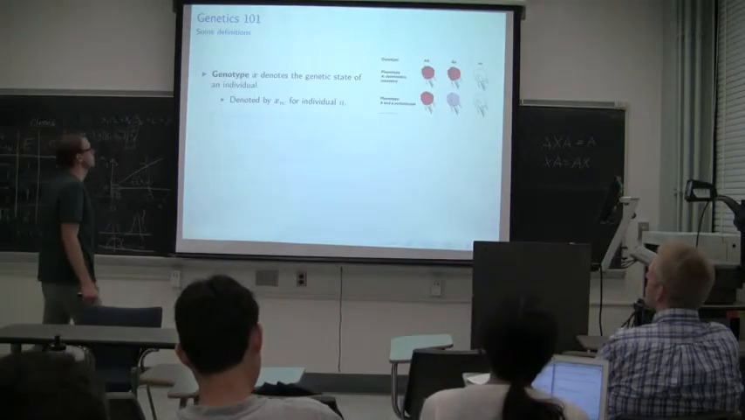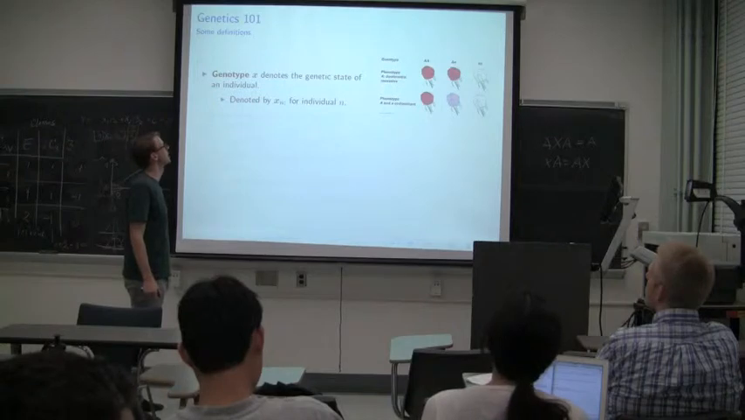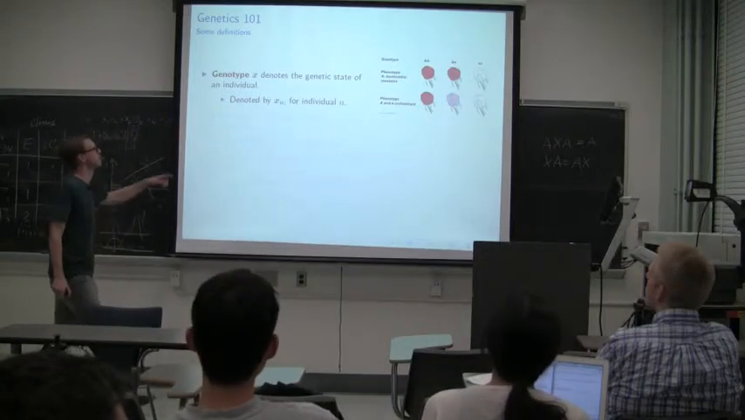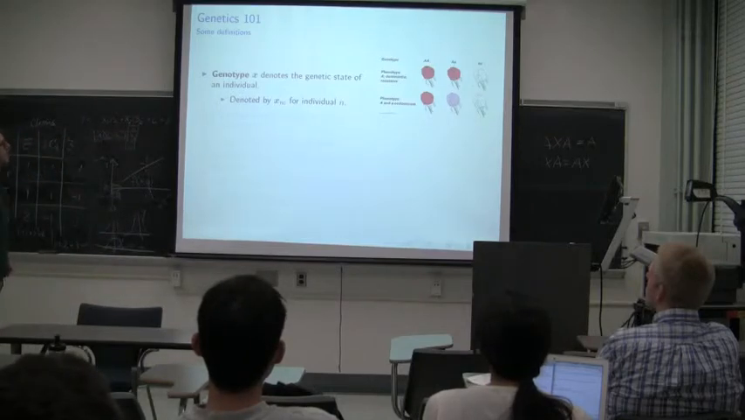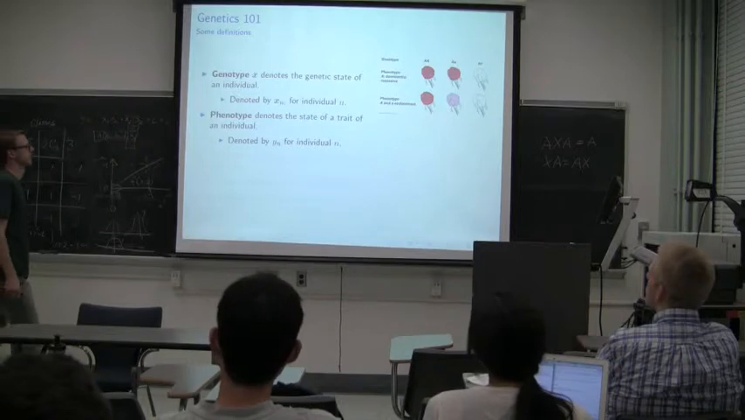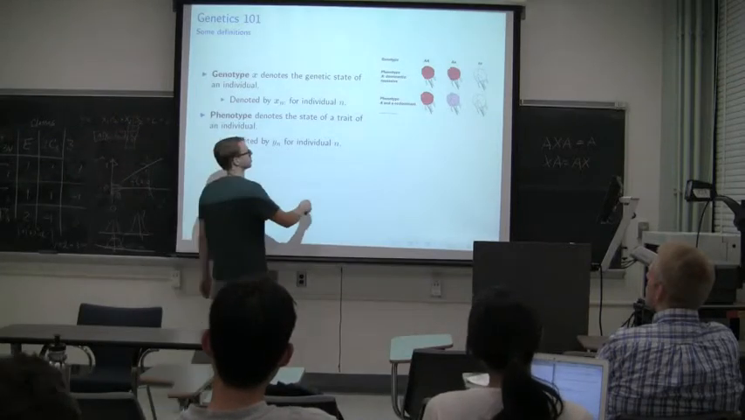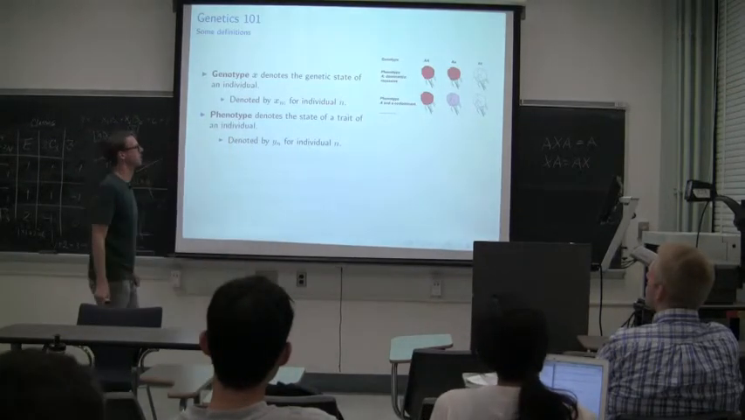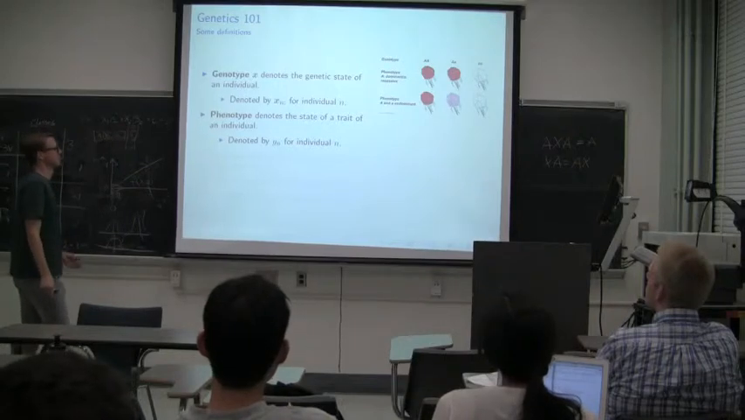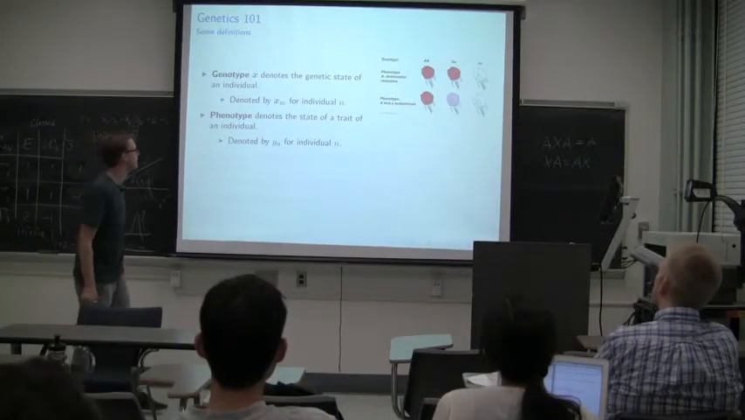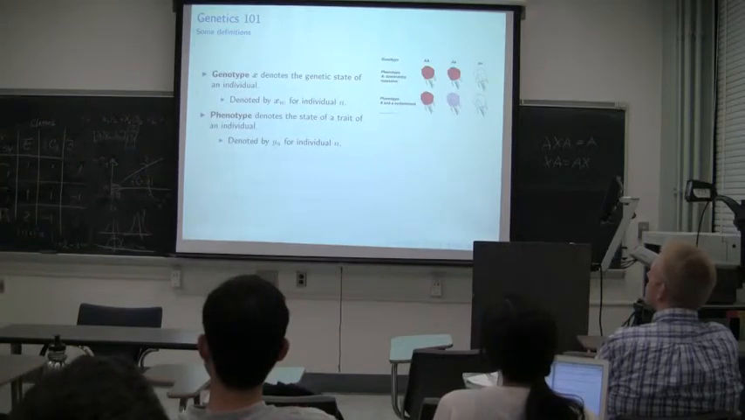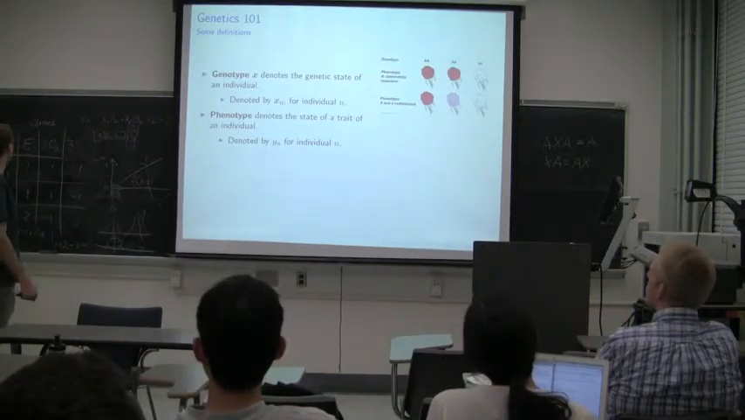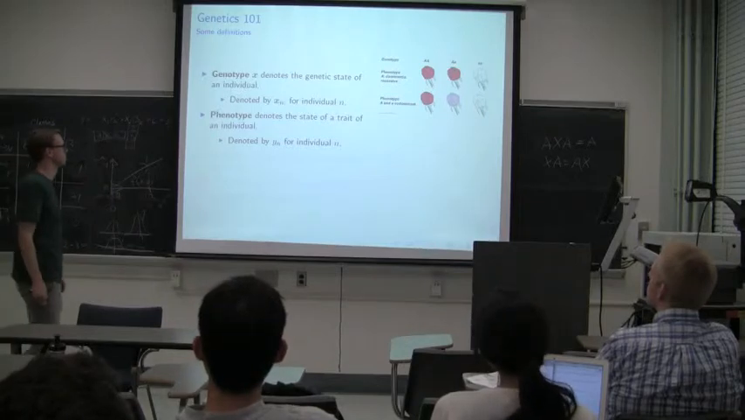The genotype denotes the genetic state of an individual, and that is our input X. For individual N, we call it XN. The phenotype is the state of the trait. So it's, for example, something is red or blue, in this case, red or white. And we call it Y, which is the output. So we try to fit a regression function from X to Y.